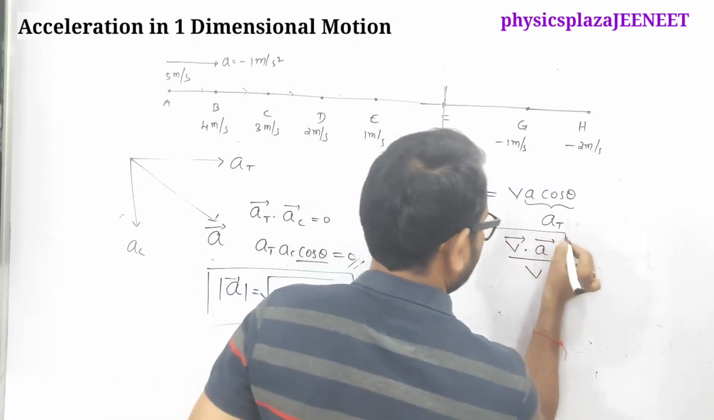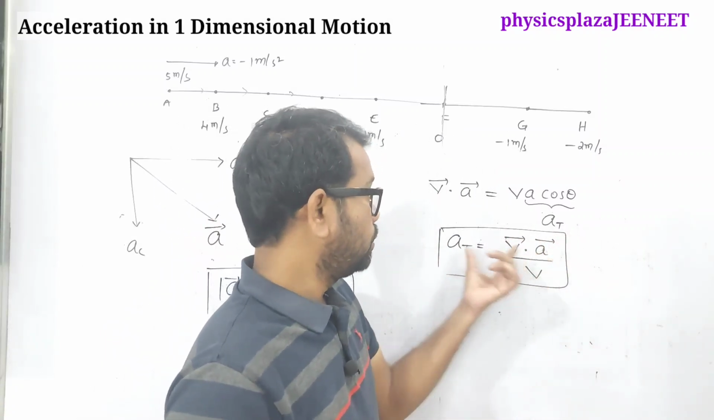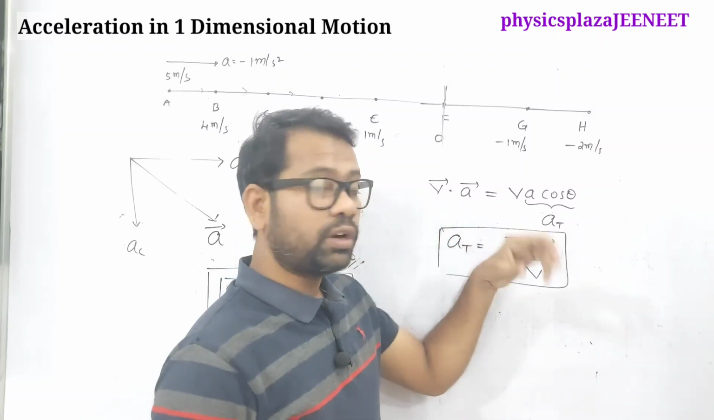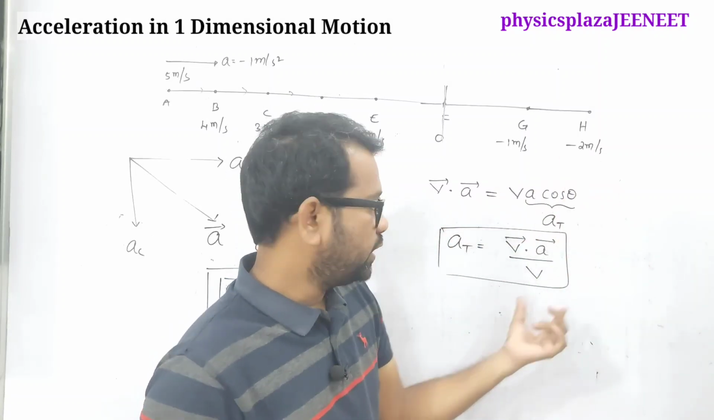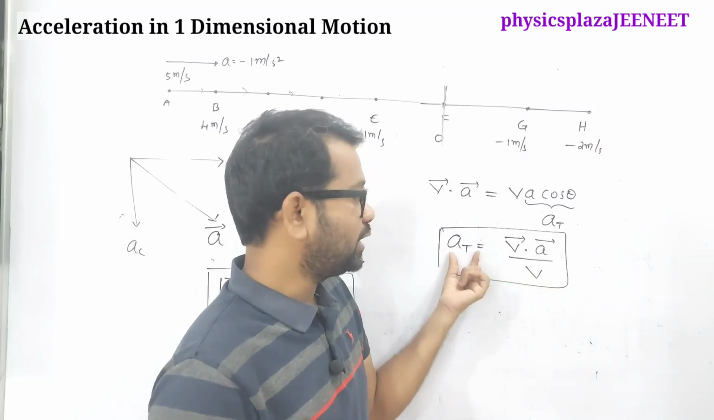Very, very important. So if the angle is not known, you can directly do the dot product. Moreover, when velocity and acceleration are given in vector form, you can do the dot product and divide by the magnitude of the velocity. You will get the tangential acceleration.